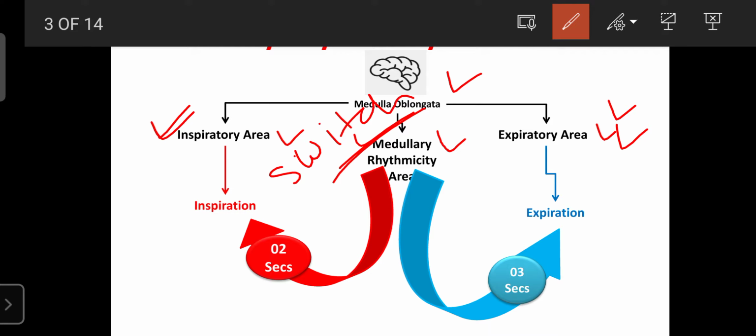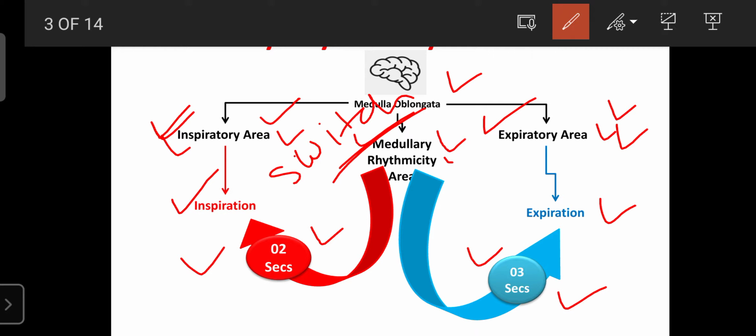Continuously, in normal conditions, the medullary rhythmicity area switches on the inspiratory area for 2 seconds. Due to the switching on or stimulation of the inspiratory area, inspiration occurs. And regarding expiration, after the inspiration, the same medullary rhythmicity area switches on the expiratory area for 3 seconds, and during those 3 seconds expiration occurs.